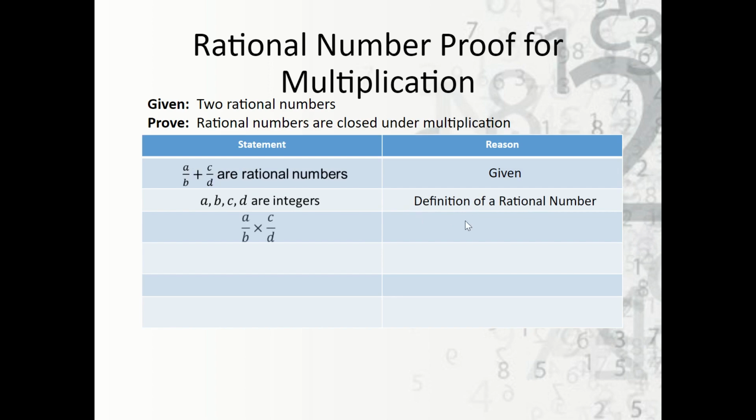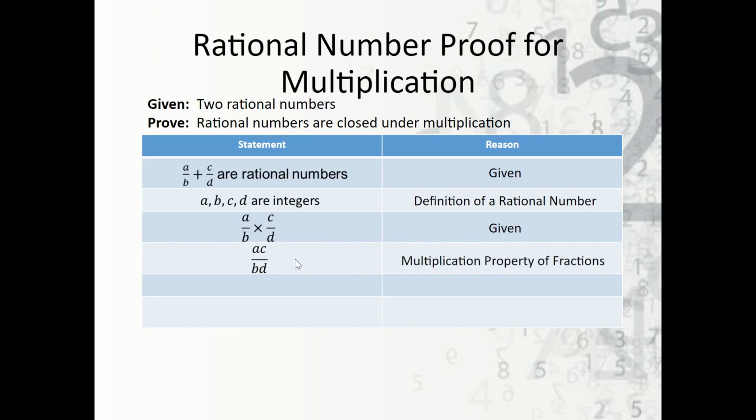So now we're going to go ahead and multiply a over b times c over d. And that's given, right? That's what we're told to do, is multiply them. Now from that, we're going to go ahead and multiply. We know that by definition, we're going to multiply directly across. So we get a times c and b times d.